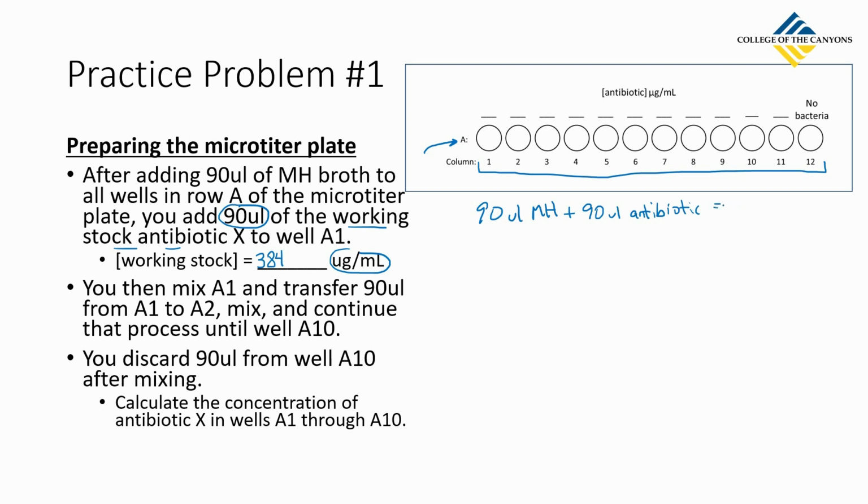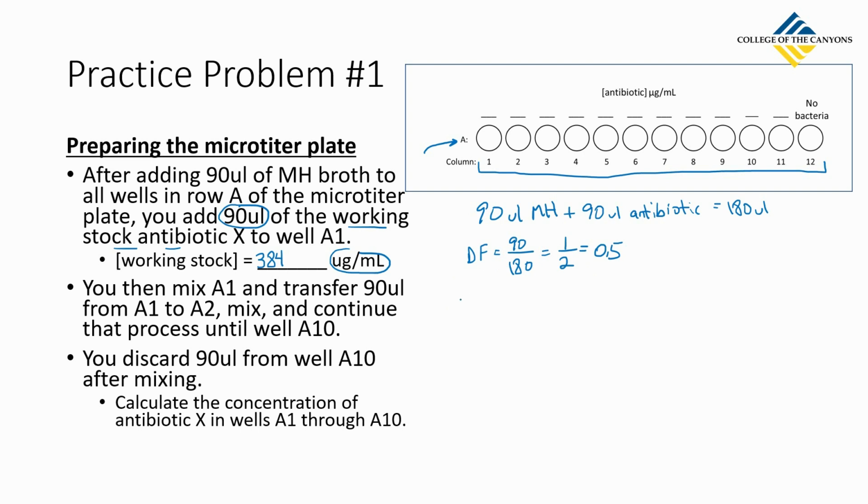So that gives us 180 microliters total. Now, going back to our dilution factor, which is volume transferred over total volume. Well, we transferred 90 microliters of antibiotic into 90 microliters of Mueller-Hinton, so that's a total of 180 microliters. So this is a 1/2 dilution. You could say 0.5.